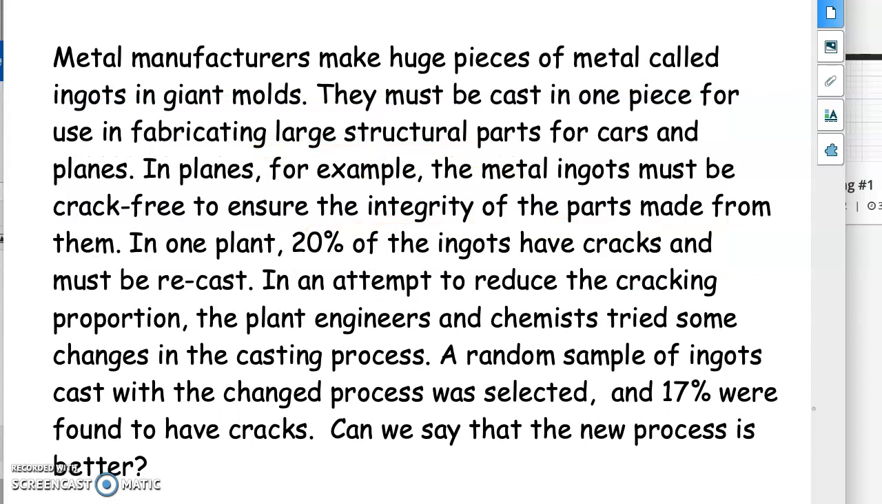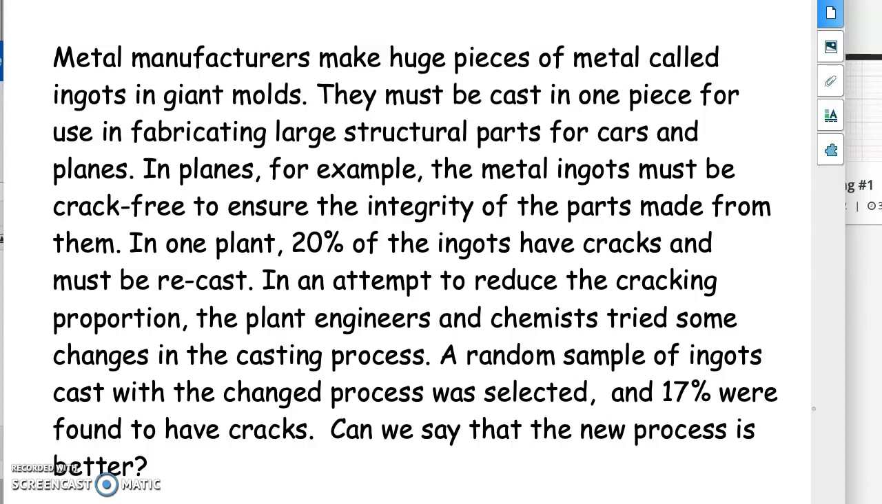Hypothesis testing. So here's an example. I'm going to let you pause and read this in detail, but what we're talking about here is a plant where we're making something called an ingot. I think that's how you pronounce that. And some of them come out with cracks and have to be redone.